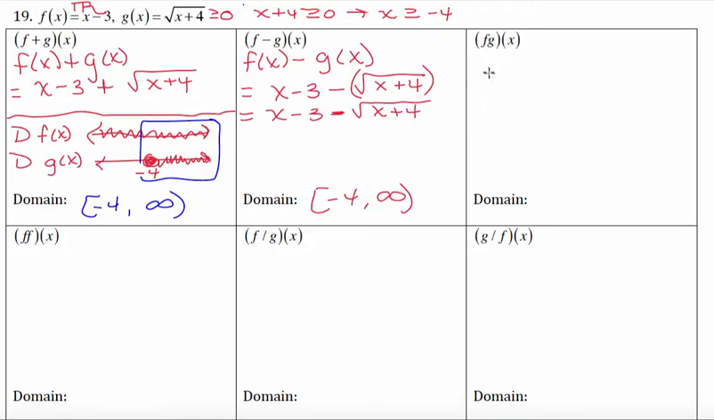F times g of x is really f of x times g of x. And my f of x function is x minus 3. And my g of x function is the square root of x plus 4. And you do need parentheses around the x minus 3 function.